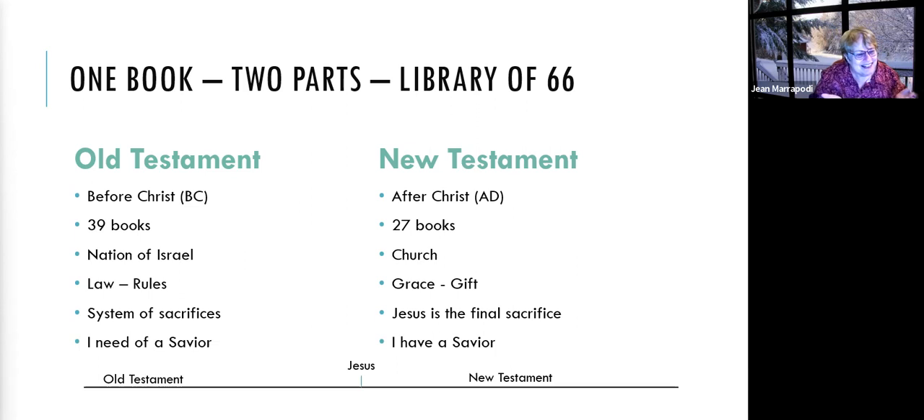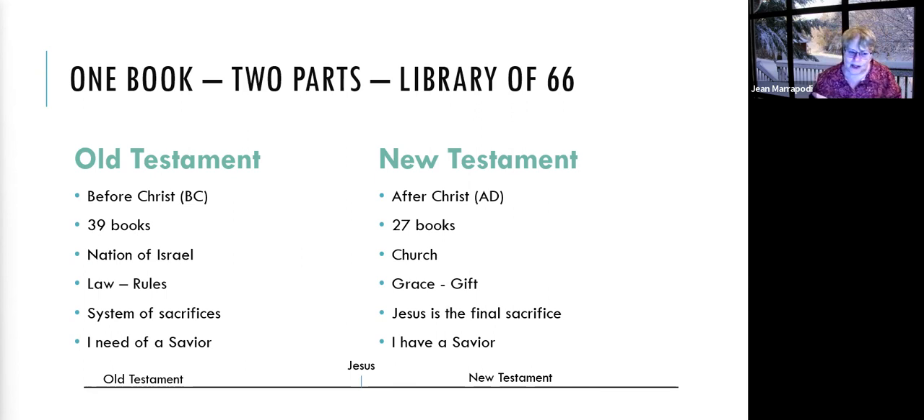And the Old Testament was all about laws and rules, and you have to do this and you have to do that and you have to make sacrifices. And if you sin, you have to make a sacrifice. And it was all set up to say, wow, this is hard. I can't do this myself. It was a system of sacrifices showing them they needed a savior to help them. They couldn't do it on their own. And it was pointing to the savior to come, who was Jesus.